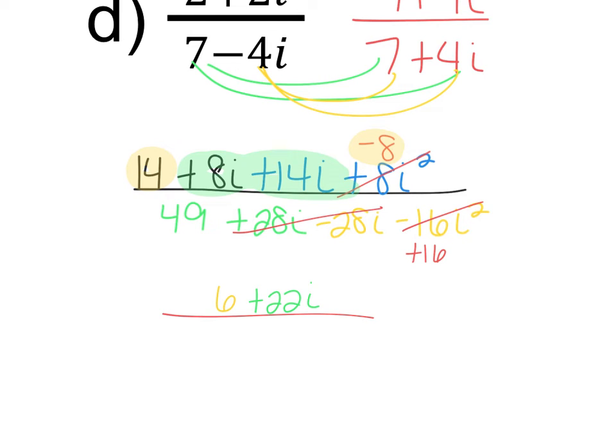Okay, and then clean up the bottom. Looks like all there's left to do is 49 and 16. What would that be? 65, I think. Okay, so 65. Can you reduce all of those by something? I don't think so. Are there any i's left in the denominator? No, so you are finished.